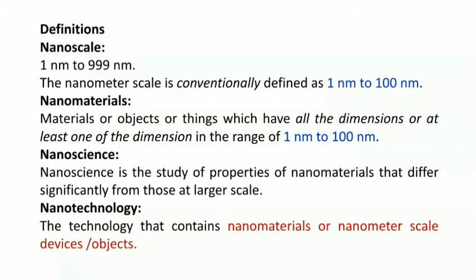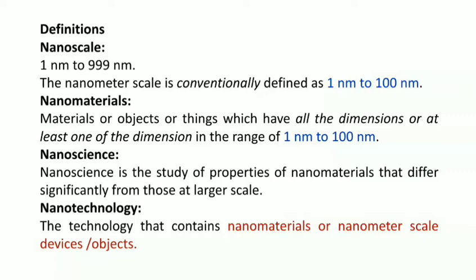So here are the definitions in a very short manner. Here you can see nanoscale. In general, if somebody asks you what a nanoscale is, scale means the region where you can measure distance in that unit. So nanoscale means 1 nanometer, the smallest, to 999 nanometers. This is the general definition.